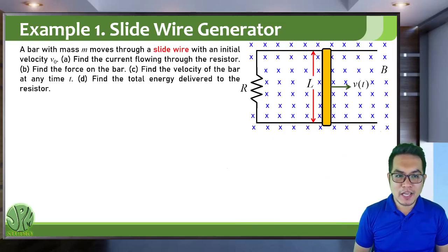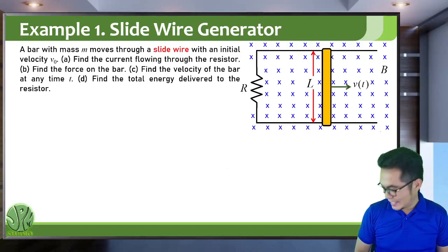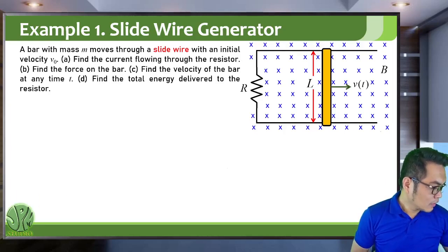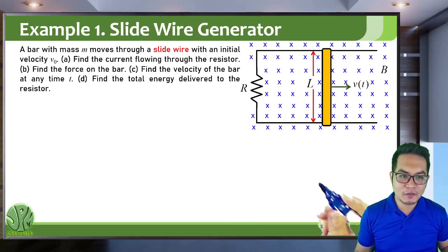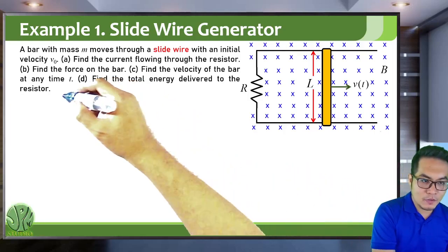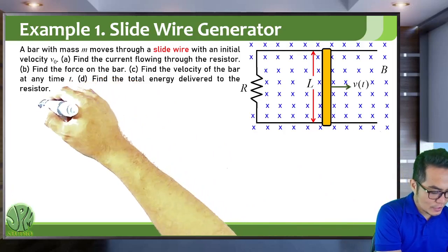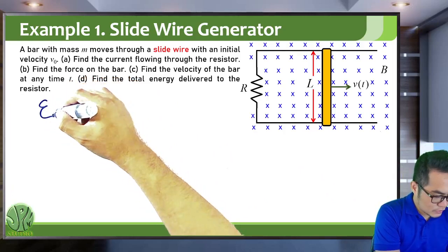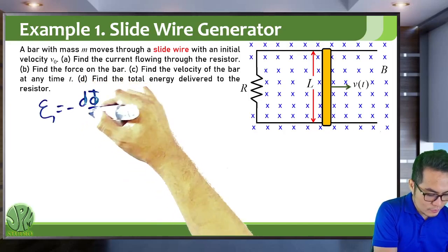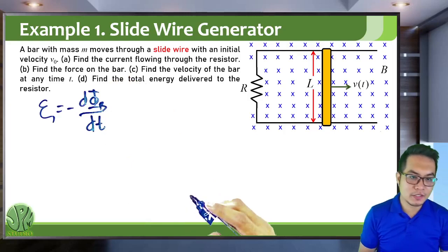So a bar with mass M moves through a slide wire with an initial velocity V0. Find the current flowing through the resistor. Okay. So in this case, before we can find the current, we must first find the induced EMF. So we use the flux rule. The induced EMF is just the negative of the change in flux with respect to the change in time.